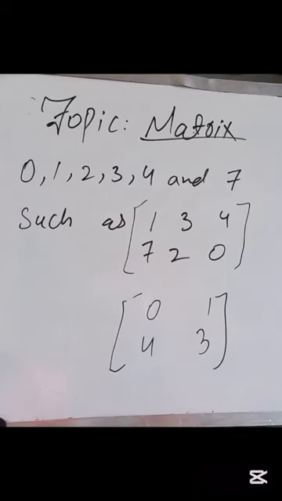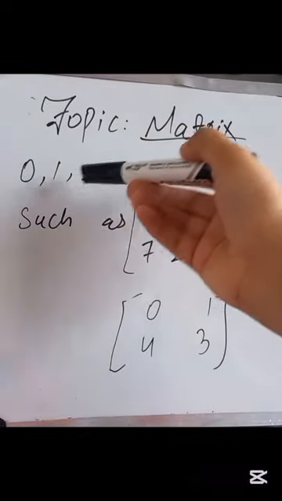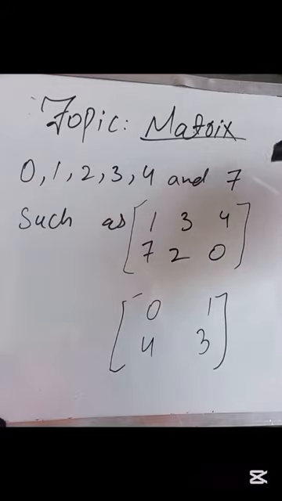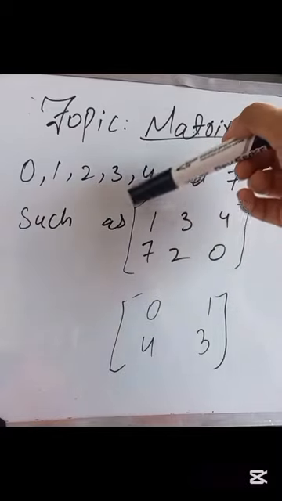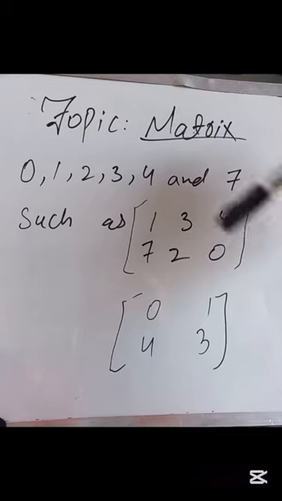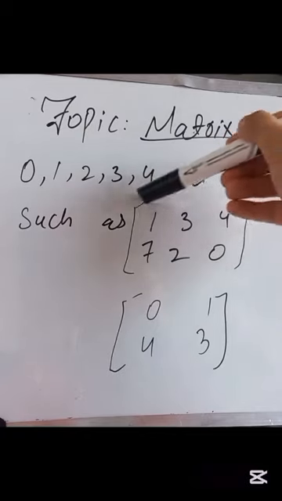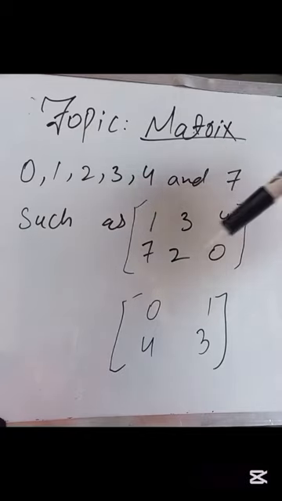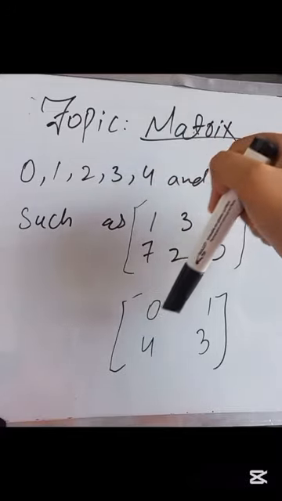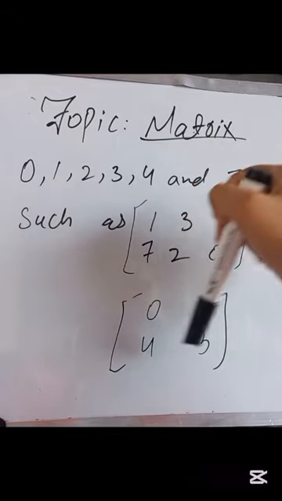Okay, now we have a topic: matrix. What is a matrix? A rectangular array, a collection of real numbers such as 0, 1, 2, 3, 4, and 7, or such as 1, 3, 4, 7, 2, and 0. Then enclose this in large brackets, and it is a form of a matrix. Then another example of a matrix: 0 1 4 3.